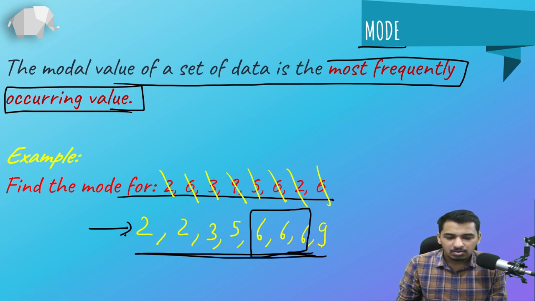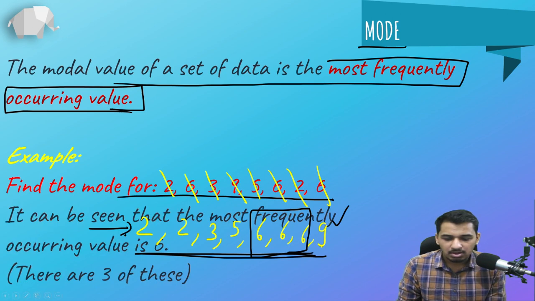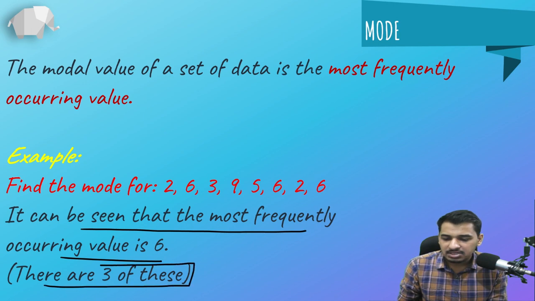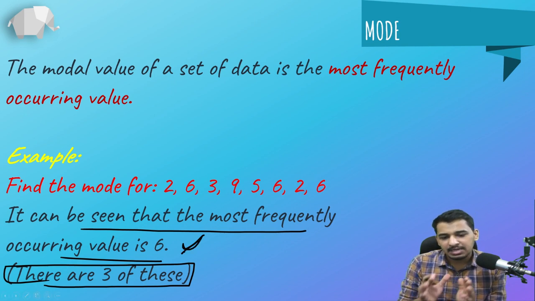Okay, I hope this is clear to you how you have to find the mode. So here it can be seen that the most frequently occurring value is 6, and there are 3 of these 6. So the mode would be, in this case, 6. I hope this is clear. Very simple concept of mean, median, mode.